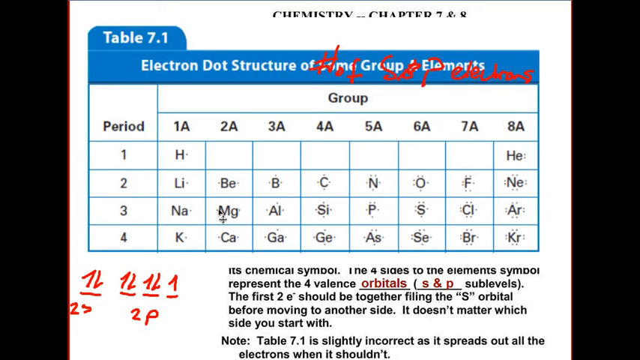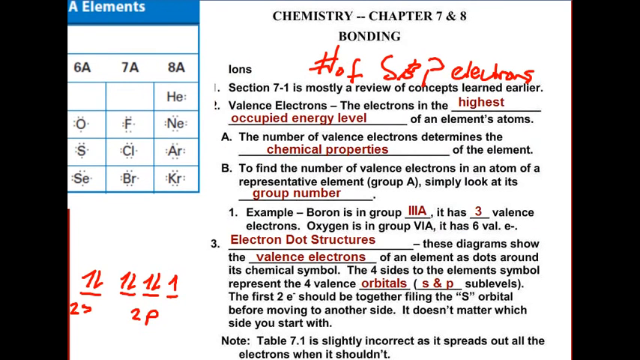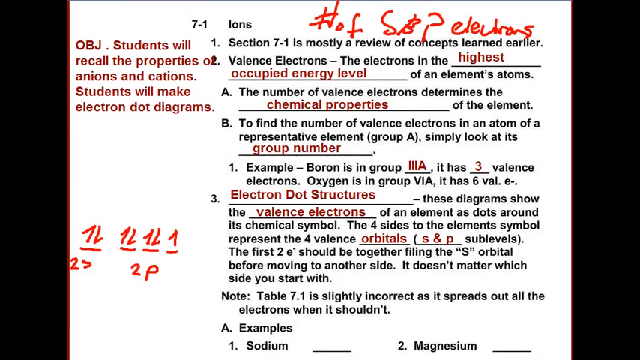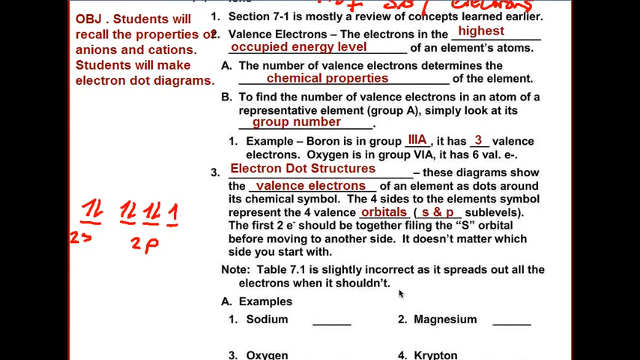So what I want you guys to do is look at table 7.1 and come up with the electron dot structure for sodium. So we'll do the first one. Sodium is an alkali metal. So we're going to write the symbol for sodium.